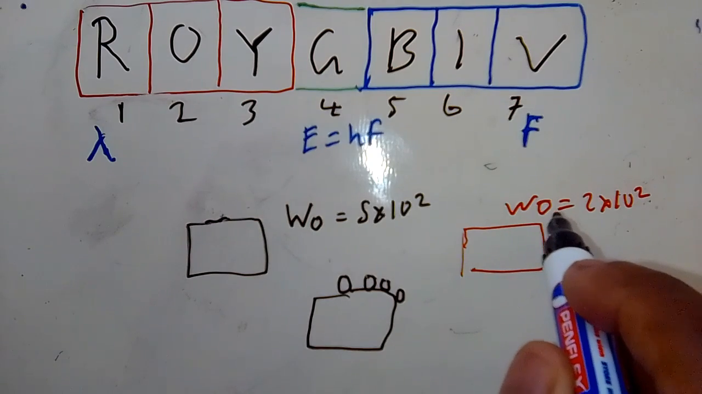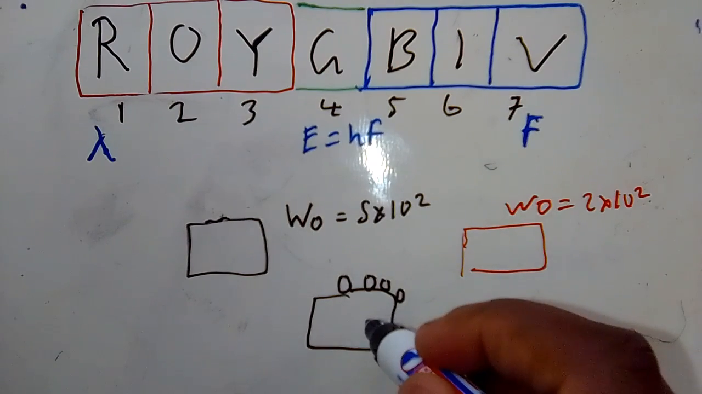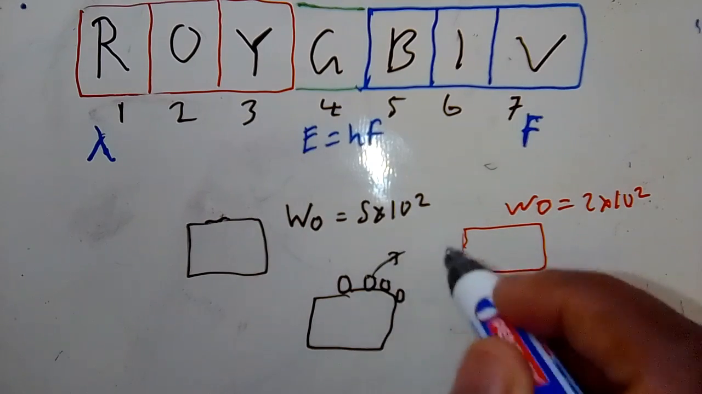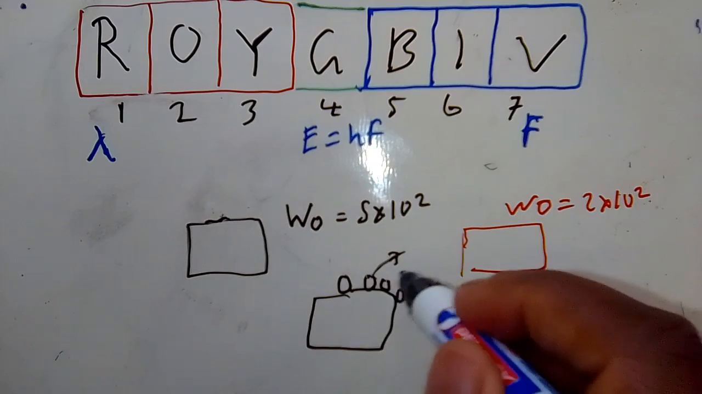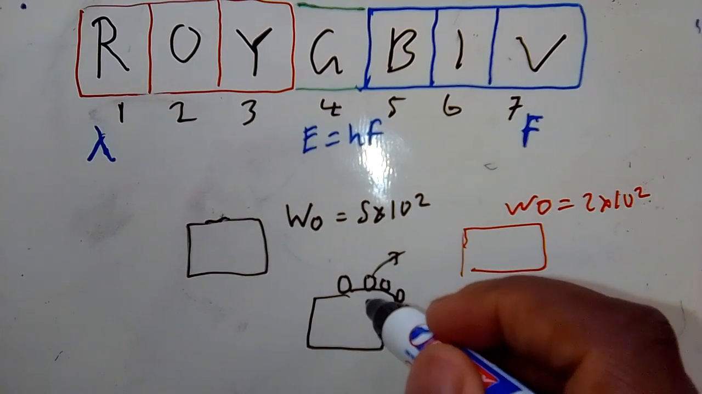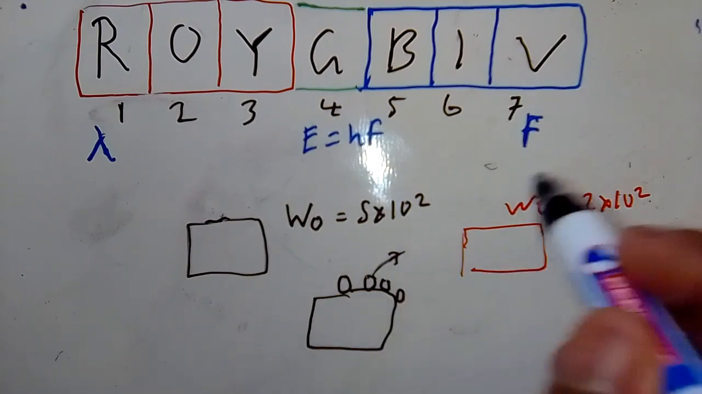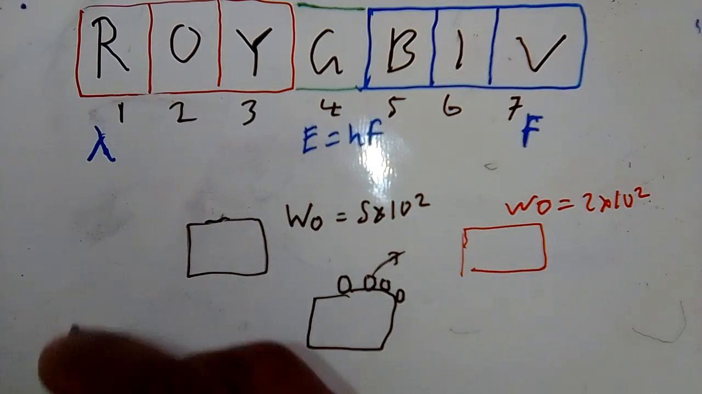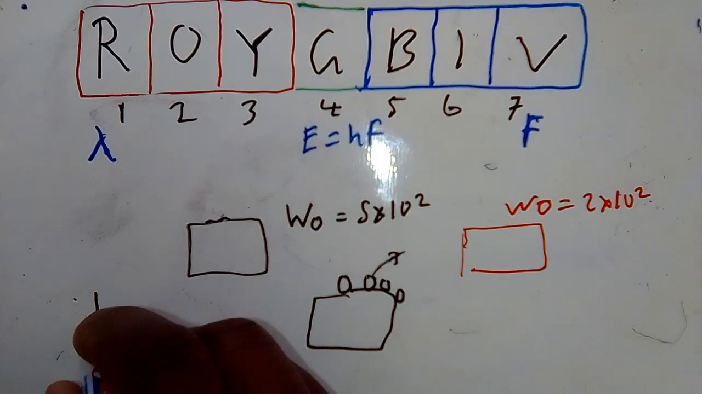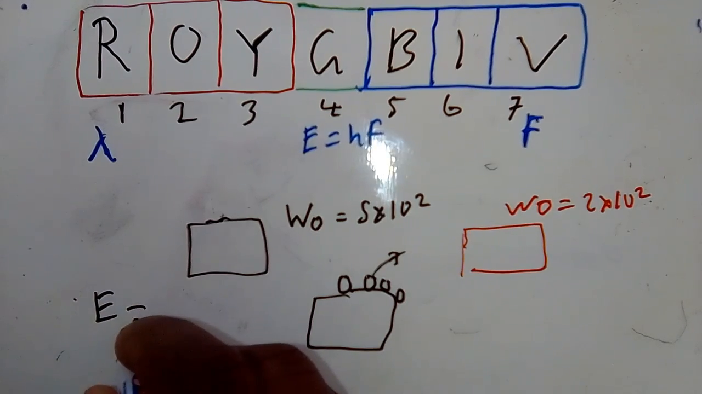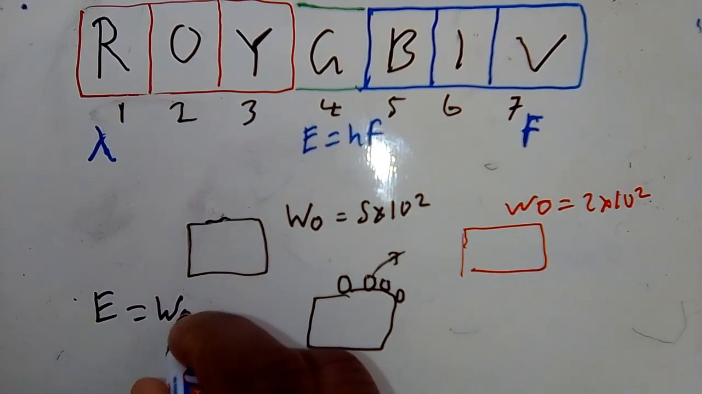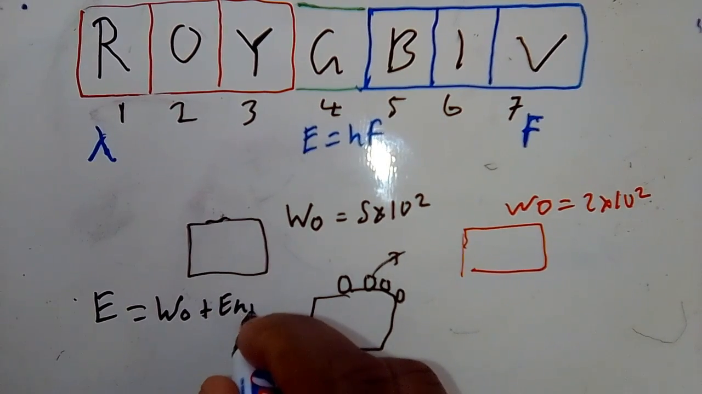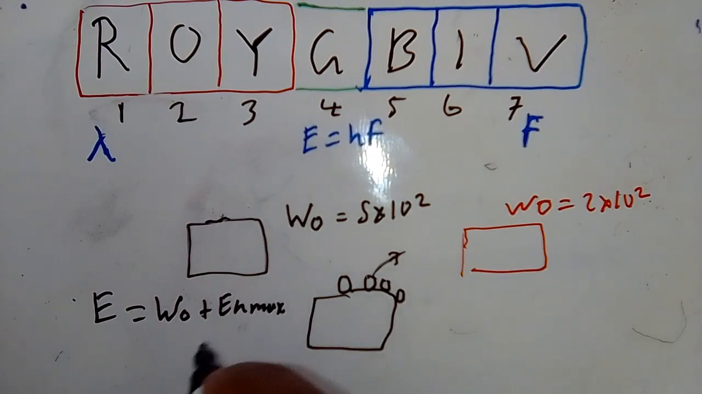So if it's bigger than the work function, electrons won't just get ejected. They will have enough energy to move also. So they will have a kinetic energy. So they will not just be ejected, they will be ejected, but they will move away. So they will move with a certain speed. So this is why we have the formula: energy of the light is equal to the work function of the metal plus the kinetic energy, right? The maximum kinetic energy. So let me just explain this.